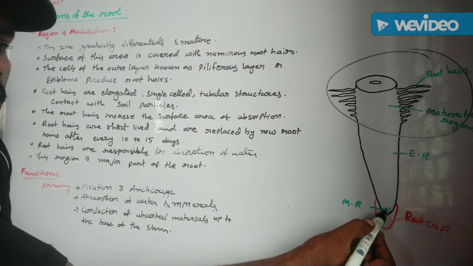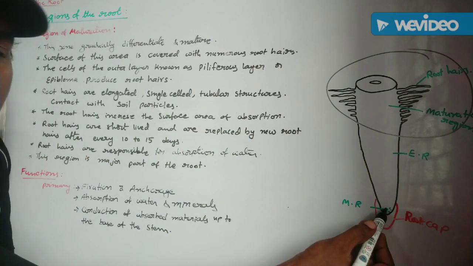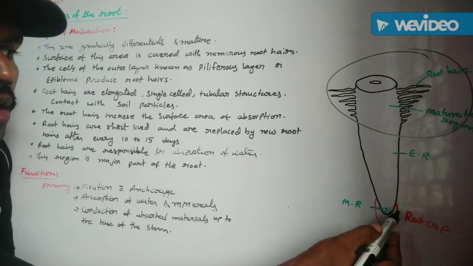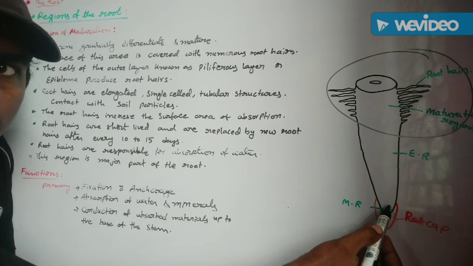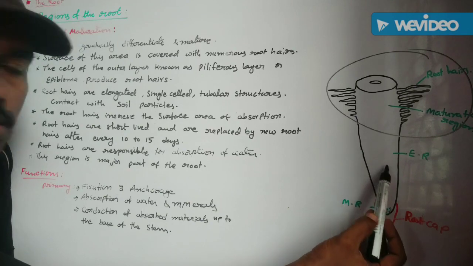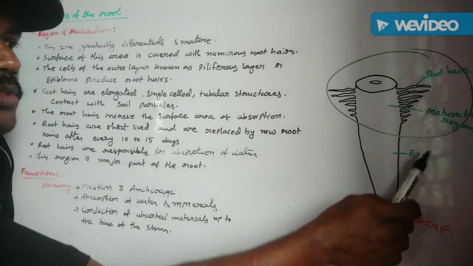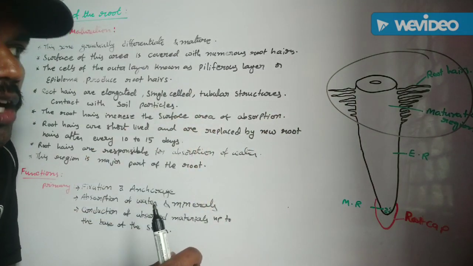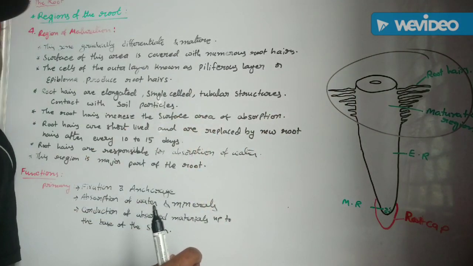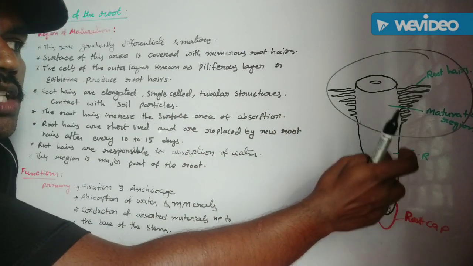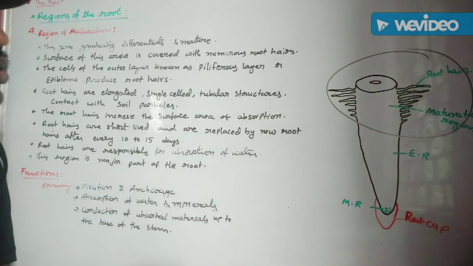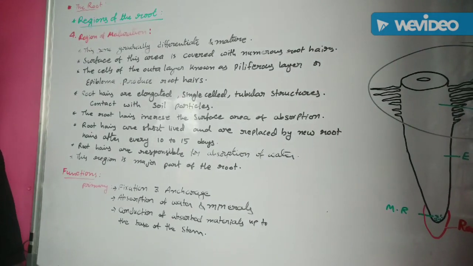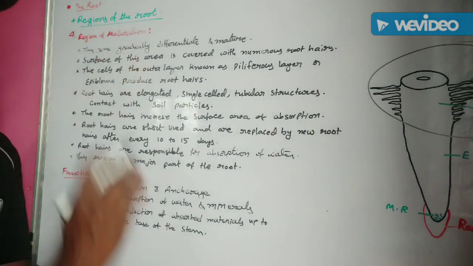This means this meristematic region consists of meristematic cells. They have the power of division. These dividing cells form permanent cells. The permanent cells are in the elongation region, where they elongate and absorb mineral salts. These elongation region cells are gradually converted into the maturation region. This means these cells are differentiated and matured into the maturation region.